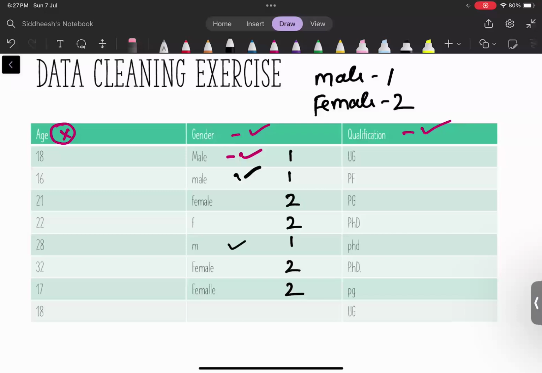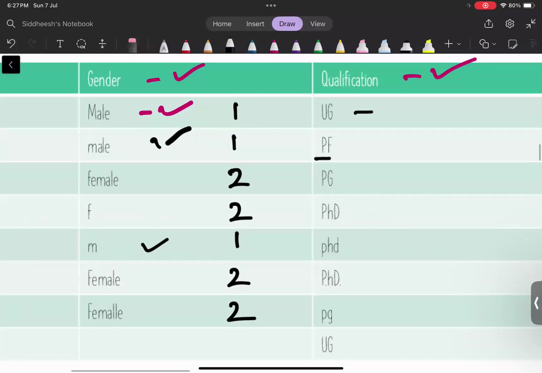In this part, UG is completely fine spelling, but we have PF, not PG. Let me zoom in. So again, it will create an error. For the PG part, again we have a small pg, again a mistake. For PhD, P dot HD dot is one variable, small phd is a second variable, and PhD is again a different variable.